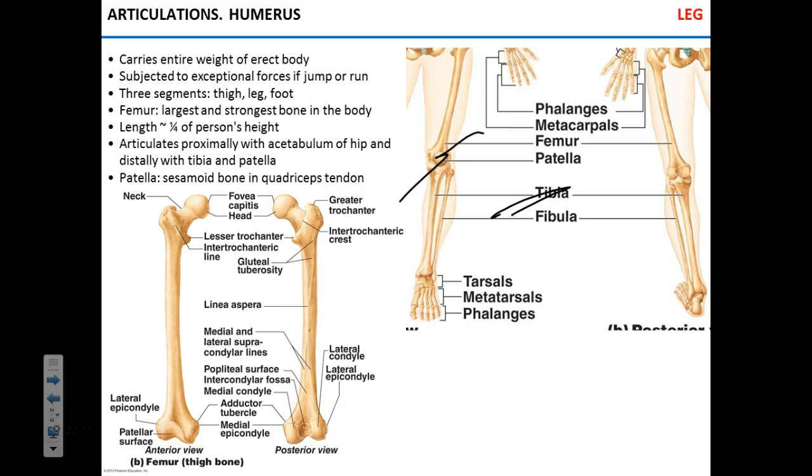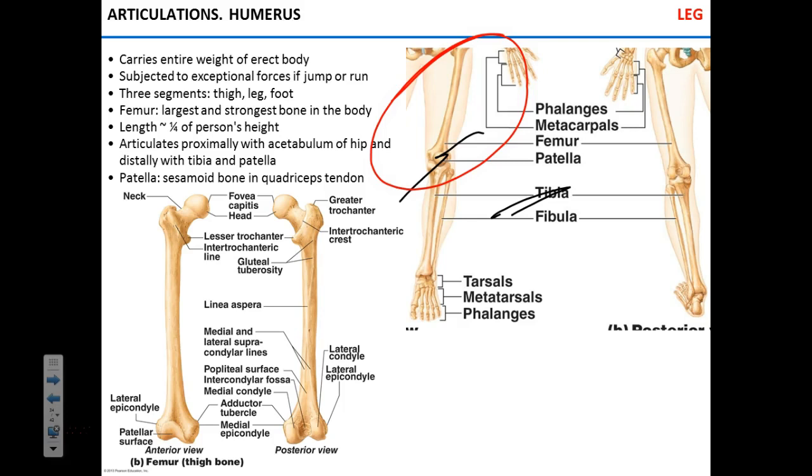Okay. They're so large and heavy because they carry the weight of the entire body. Okay. So you have bones of the thigh. Well, one bone of the thigh, which is femur. Bones of the leg, which is the tibia and fibula. And bones of the foot. Much smaller. So tarsals, metatarsals, and phalanges.